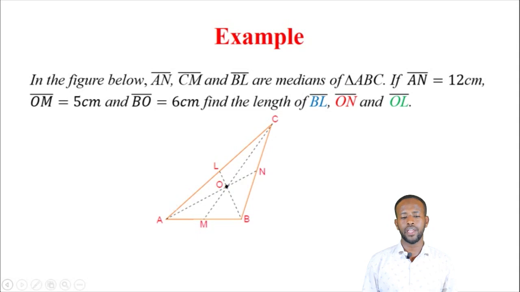Where AN, okay. Again, CM, yes. BL, yes. They meet at O, isn't it? They are concurrent lines. Remember the theorem.